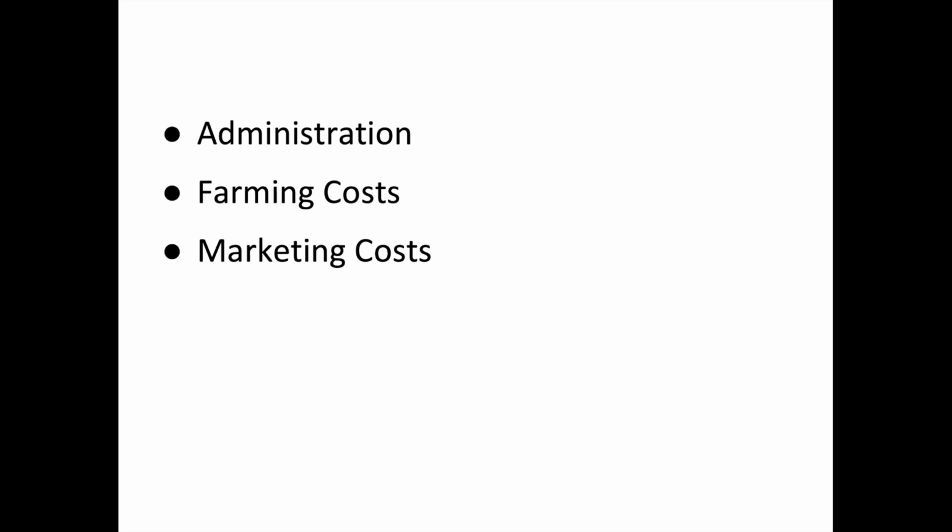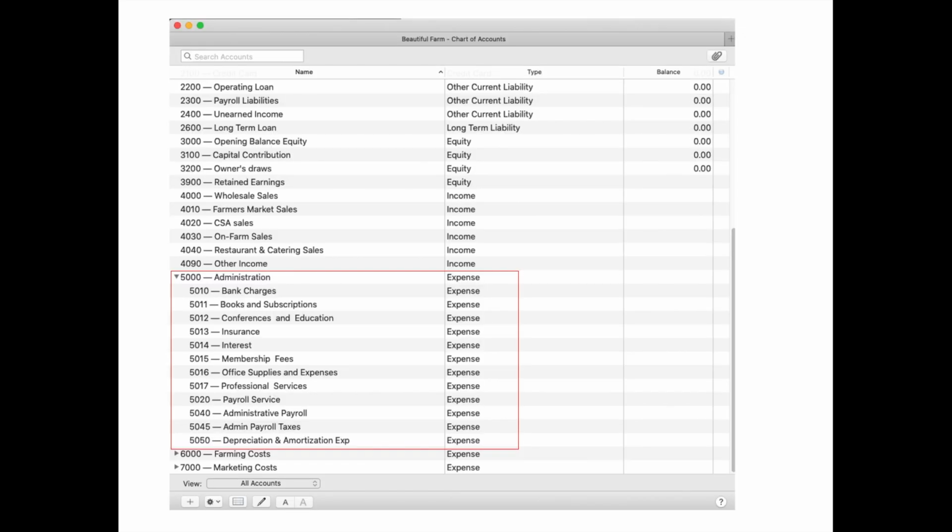Under administration, we log expenses that we incur for overhead type costs, that is, for expenses that are not related to growing or selling the crop. Farming costs are expenses directly related to growing the crops. Marketing costs are expenses directly related to selling the crops. Let's talk about the expenses listed under administration costs.